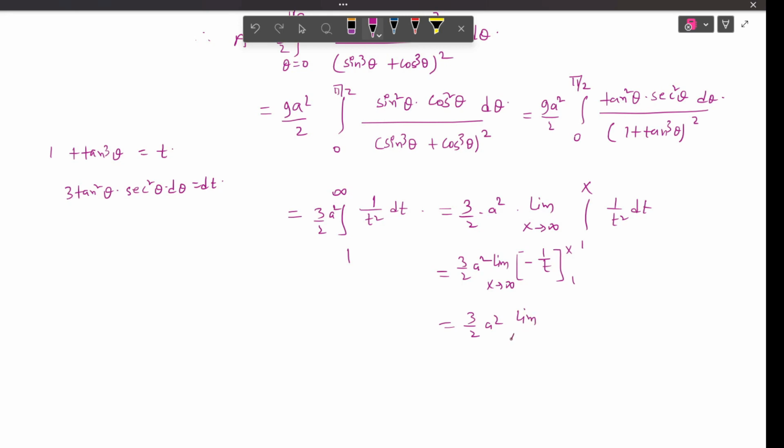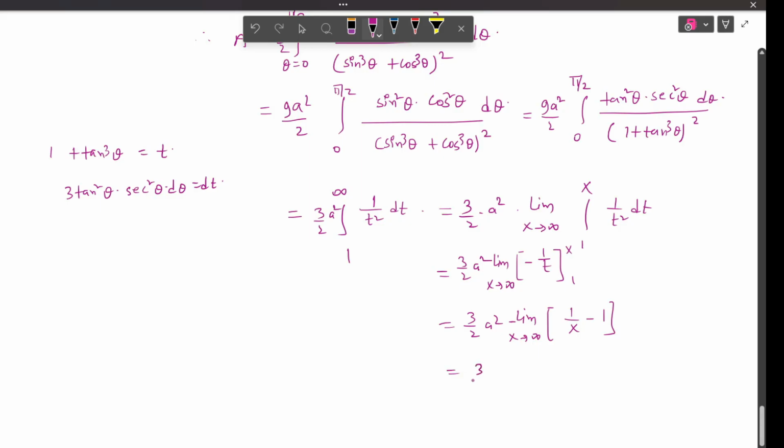This would be limit x tends to infinity. If we take minus common, that will be 1 by x minus 1 by 1. So x tends to infinity, 1 by infinity is 0, minus minus plus. So ultimately we get 3 by 2 a square. So this is the answer. Okay, remember this is very important.